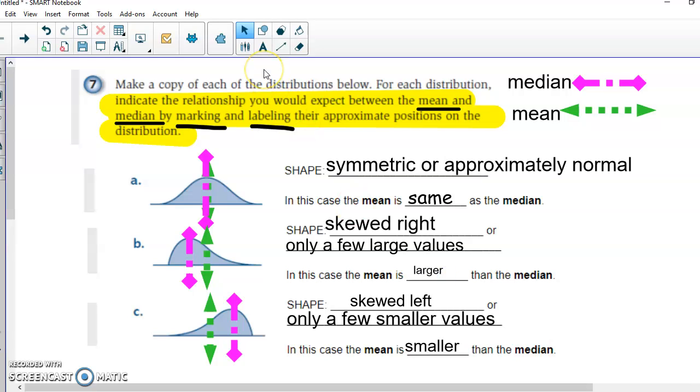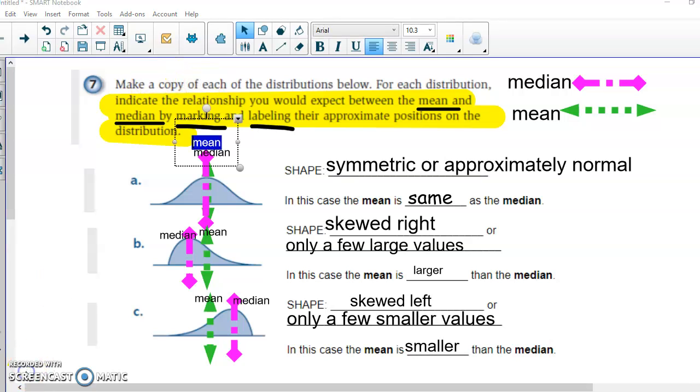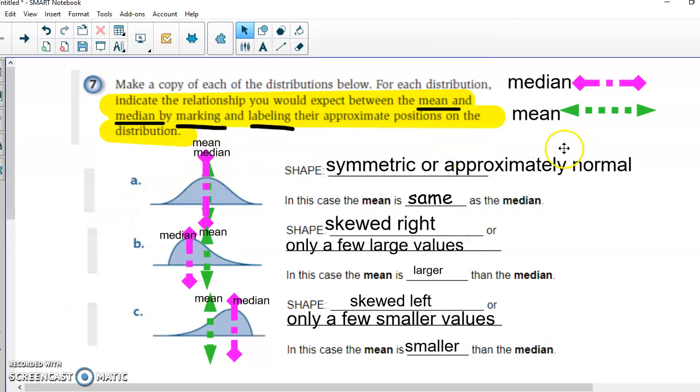I'm going to take a minute, pause this, and mark mean and median on each of those. If it's helpful to you, you can mark off on here where the mean and median is for each of these. So for a symmetric or approximately normal shape, the mean and the median are identical. For a skewed right, or only a few large values, the mean is larger than the median. If it's skewed left, or it only has a few smaller values, the mean is going to be smaller than the median.